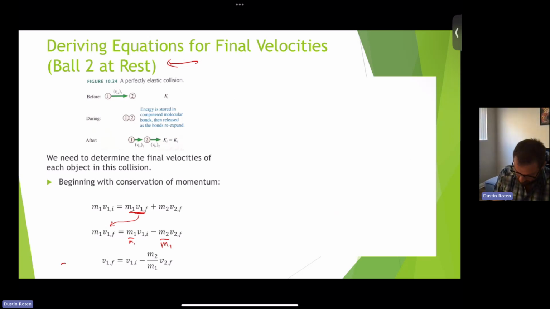Okay, well, check this out. I have what I wanted. I have an equation that tells me what the final velocity of the first ball is. But look at what's going on here. To determine the final velocity of the first ball, I need to know the final velocity of the second ball, and I don't have that. Although my equation is set up to give me the answer, I'm still missing pieces inside. So let's move on to conservation of energy here.